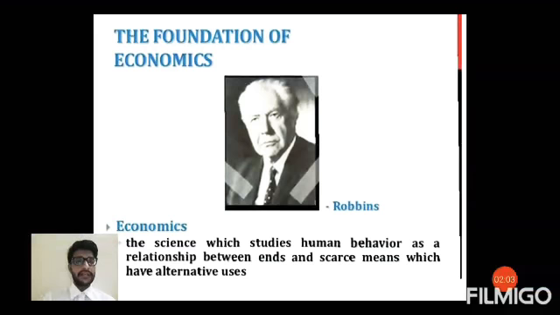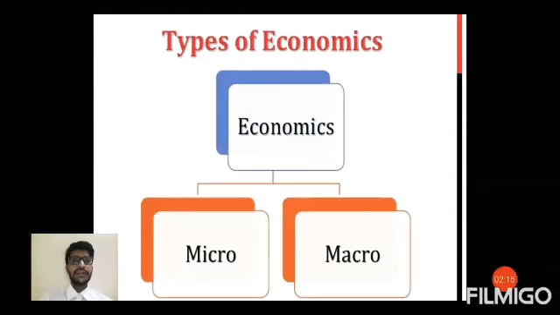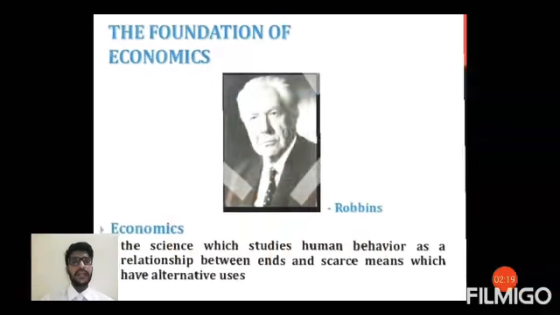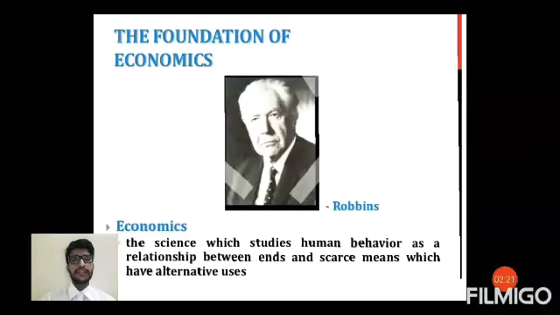Foundation of economics: Robbins. Economics is a science which studies human behavior as a relationship between ends and scarce means which have alternative uses. General economy. Economics is a science of scarcity. Scarcity is a condition in which our wants are greater than our limited resources.